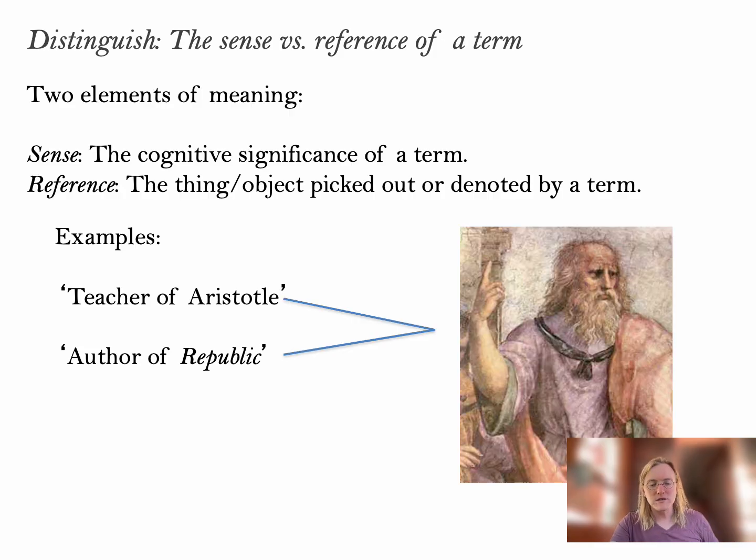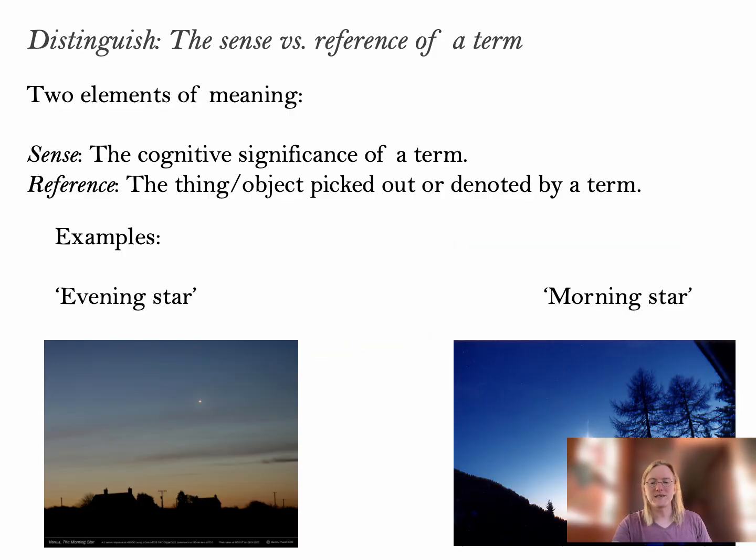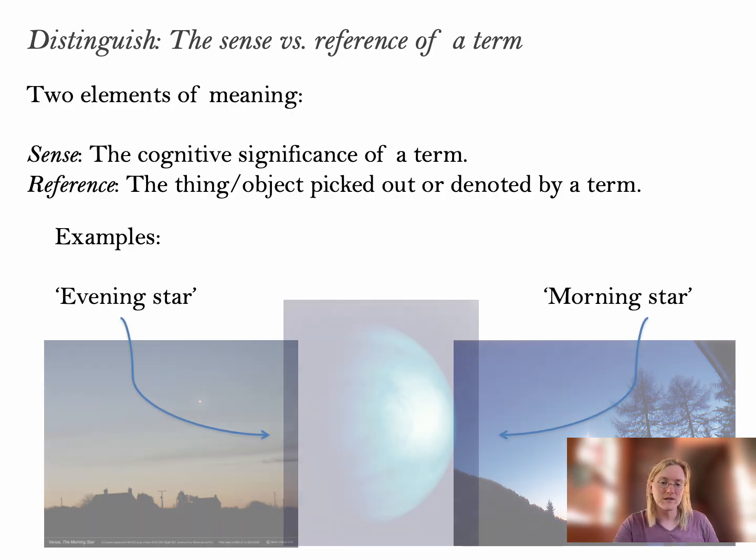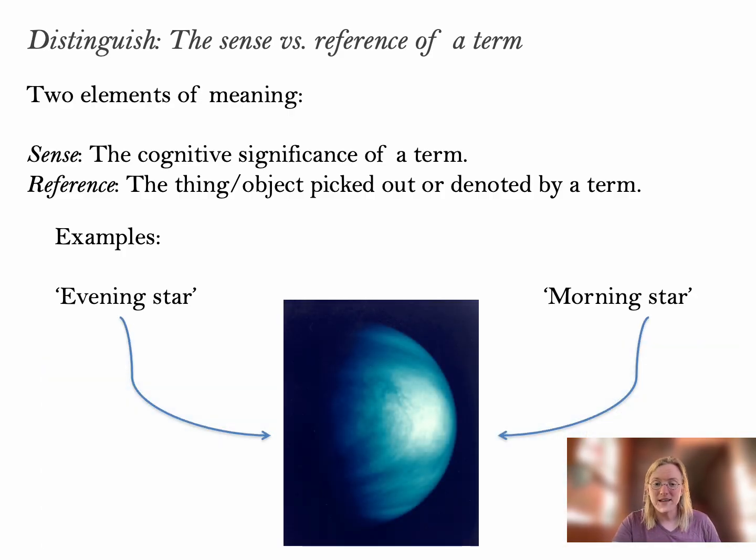So the teacher of Aristotle and the author of the Republic are both Plato. These are different senses, right? Because the teacher of Aristotle means something different than the author of the Republic, but they have the same referent, which is Plato. So they're identical to Plato, but they tell us different things about Plato. A famous example from history is there was an evening star and a morning star, and it was a big controversy when it was discovered that these were the same thing. They were both Venus. It's the same planet as the reference, but the sense is the star that appears in the morning and the star that appears at night.